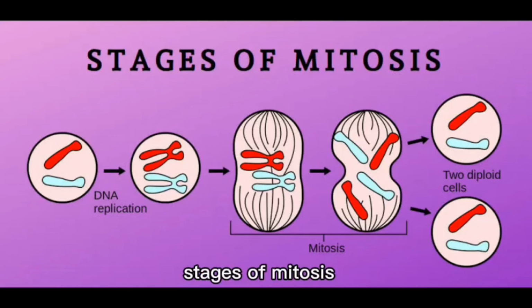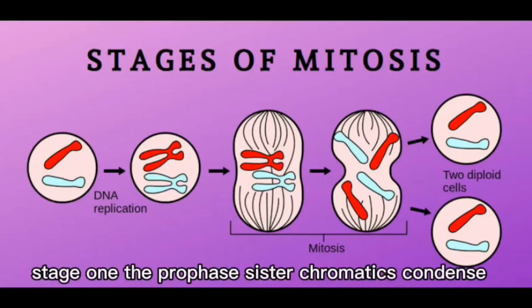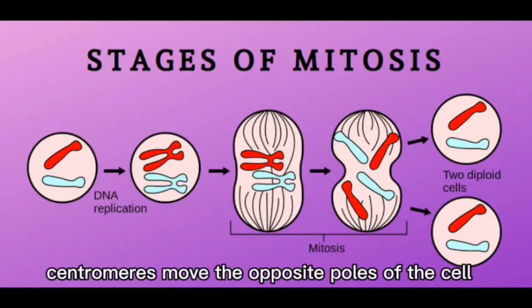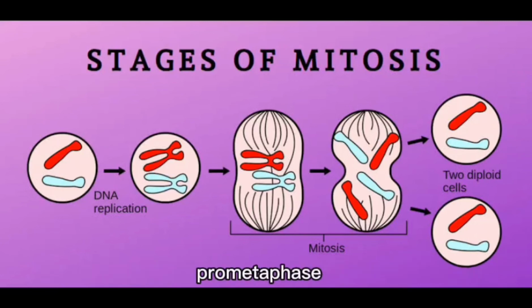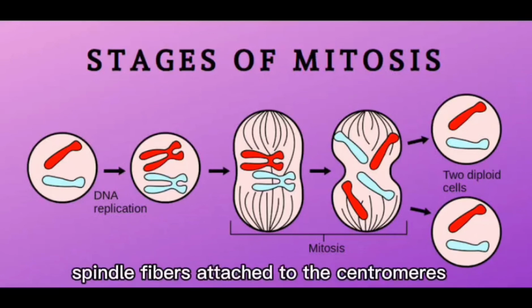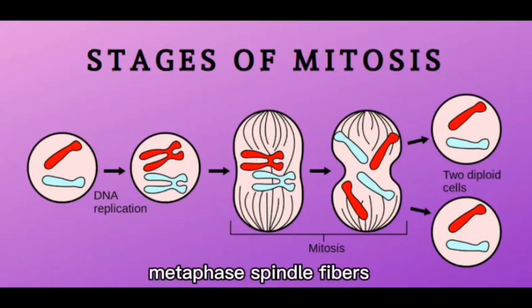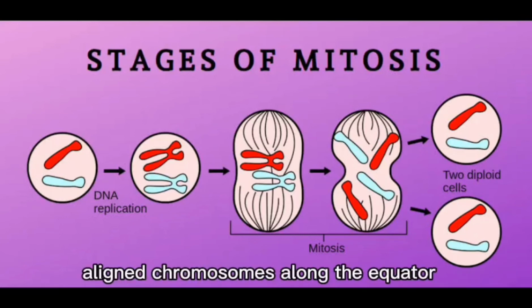Stages of mitosis. Stage 1, the prophase: sister chromatids condense, and the mitotic spindle begins to form. Centromeres move to opposite poles of the cell. Prometaphase: the nuclear membrane breaks down, and spindle fibers attach to the centromeres of the sister chromatids at the kinetochore. Metaphase: spindle fibers align chromosomes along the equator.